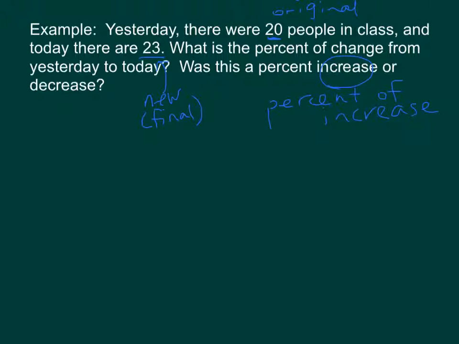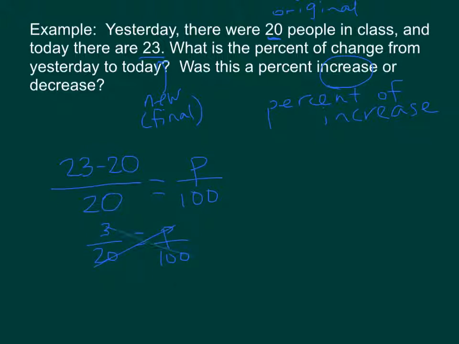So the final amount was 23. I'm going to subtract the original amount, put that over the original amount, and that's going to equal some percent, which I don't know, out of 100. Now I'm going to simplify and solve this proportion. I have 3 over 20 equals p over 100. I do my cross products. 20p equals 300. Divide by 20, and p equals 15%.